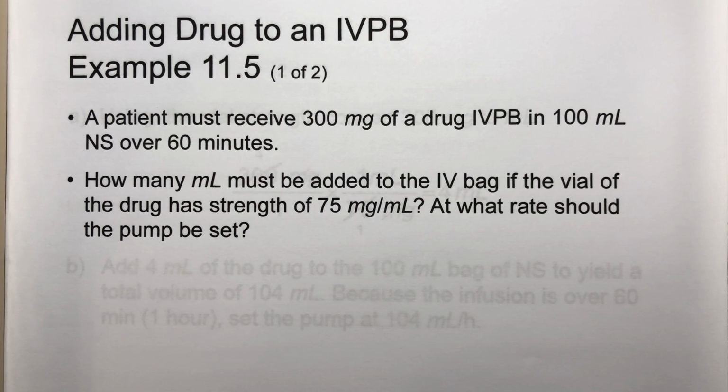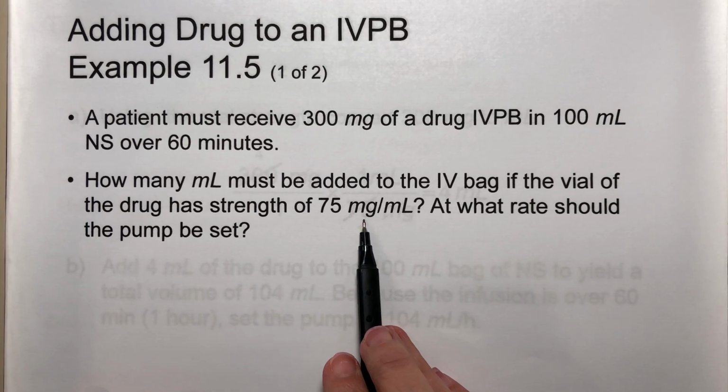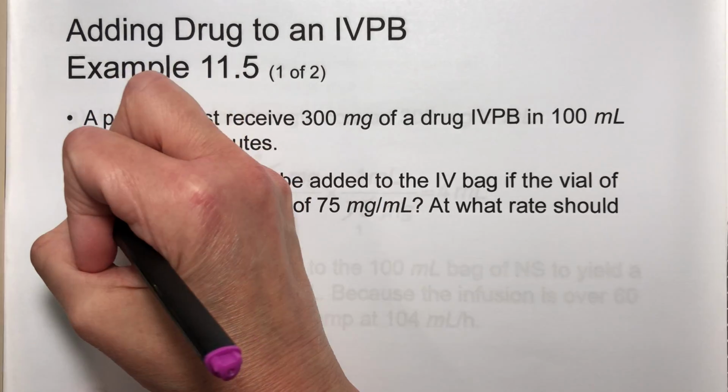This is chapter 11, part 4. We're going to talk about what you do when you need to add a drug to an IV piggyback. A patient must receive 300 milligrams of a drug in 100 milliliters NS over 60 minutes. How many milliliters must be added to the IV bag if the vial of the drug has strength of 75 milligrams per milliliter? That's our first question.